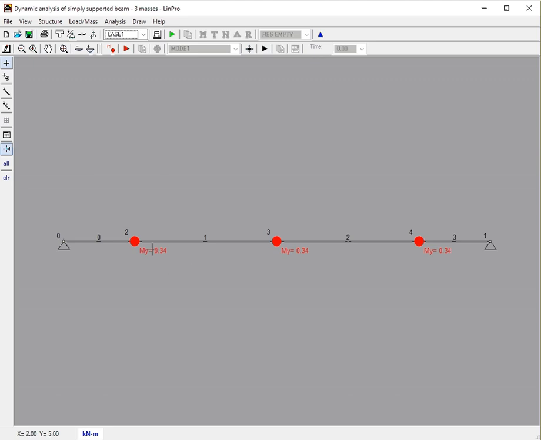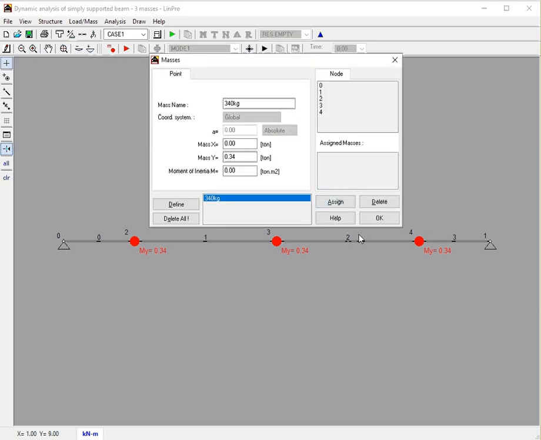You have to have nodes defined in LinPro to assign masses. If we look at the masses, I have 340 kilograms, which is one third the mass of the total beam, and it is assigned to nodes 2, 3, and 4. There's no option to assign masses to members. They have to be assigned at nodes.